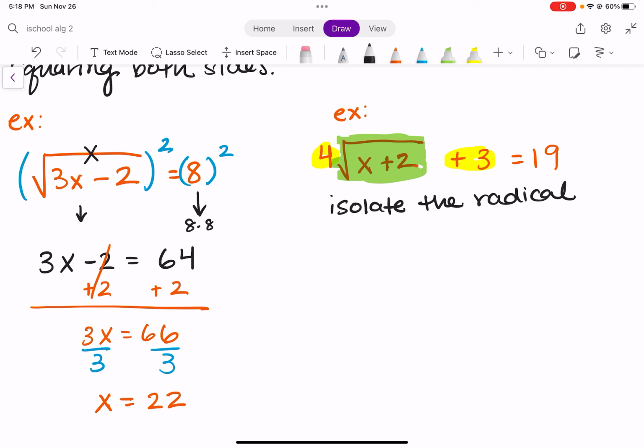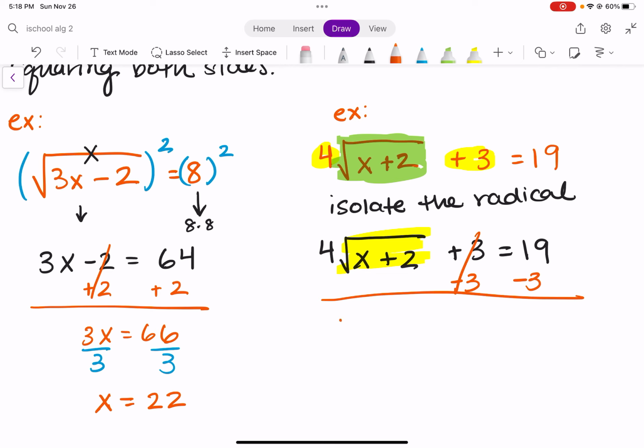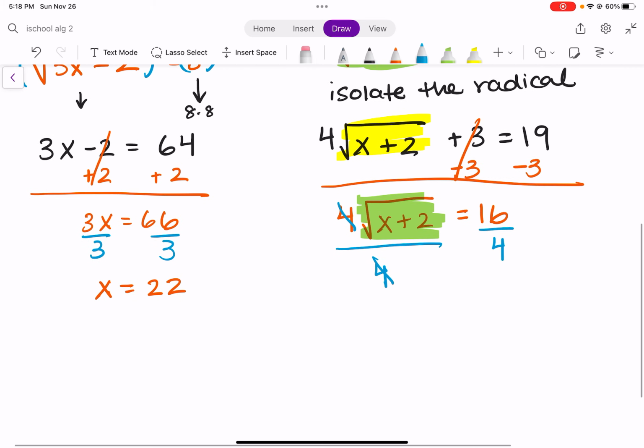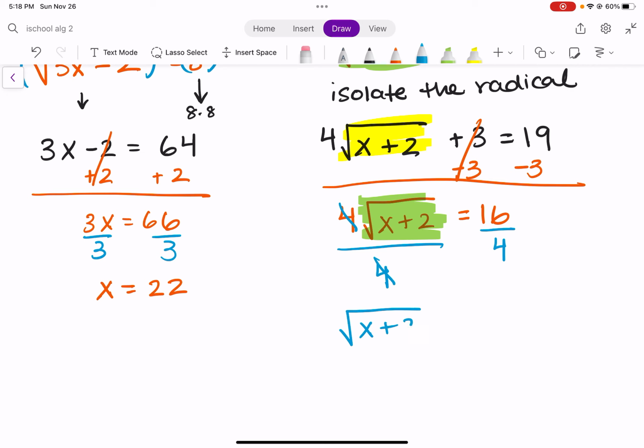So we need to get this green part by itself. And the way that we can do that, I'm just going to rewrite the problem just so everything's next to each other. The way that we can isolate this radical is by getting rid of this plus 3. So I'm going to start by subtracting 3 on both sides. That's going to give me 4 square root of x plus 2 equals 16. And again, I still want this square root of x plus 2 by itself. And this is the same thing as 4 times the square root of x plus 2. So to get rid of the 4, I'm going to divide by 4 on both sides. This is going to give me the square root of x plus 2 equals, well, 16 divided by 4 is 4.